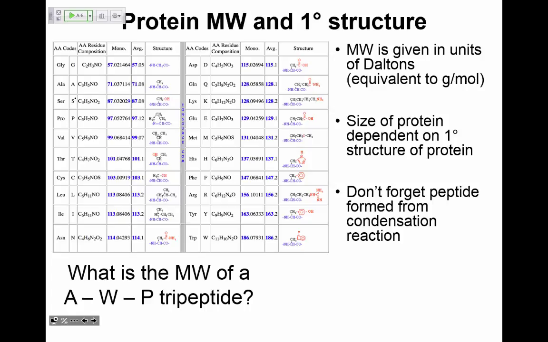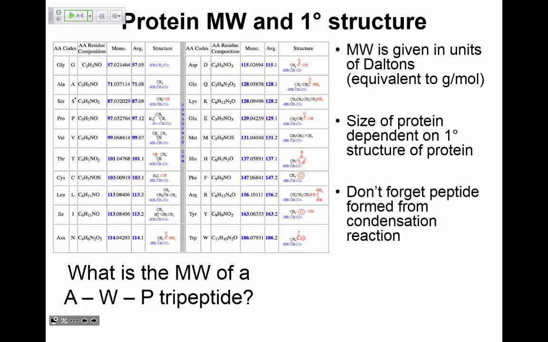Don't forget, we're going to determine the molecular weight of this tripeptide: alanine, tryptophan, not phenylalanine, proline. Phenylalanine is F. Yes, I know, it's good to keep practicing. Don't forget when I form this, I've undergone this condensation reaction, so I lost those waters. This table already takes that into consideration, and this will be the table I will give you.